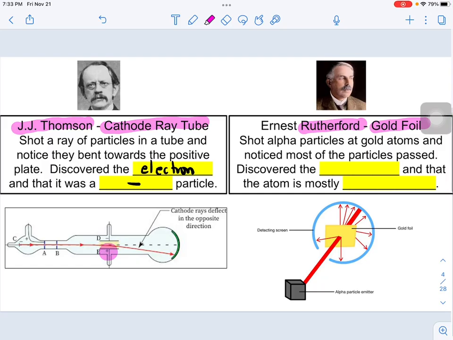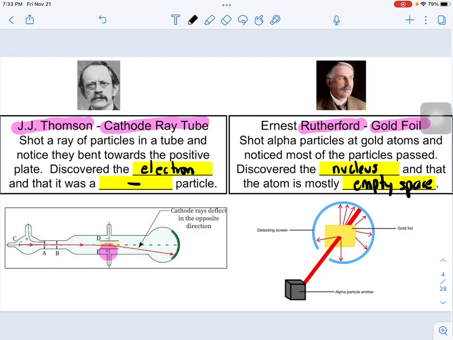Okay, Ernest Rutherford, what he did was he shot these alpha particles at a bunch of gold atoms. And he noticed that most of these particles were passing through the gold atoms. So because of that, he discovered the nucleus and that the atom is mostly empty space.